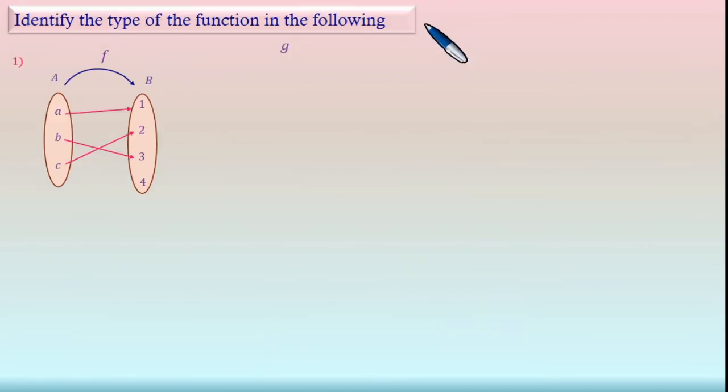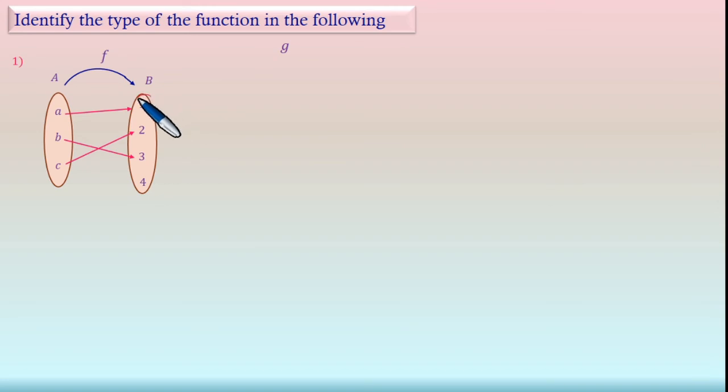So let me end this video with an activity on types of function. Identify the types of function in the following. The very first example is function f which maps A to B. Here you see the codomain. We need to identify the type of function: 1 to 1, onto, or bijective.